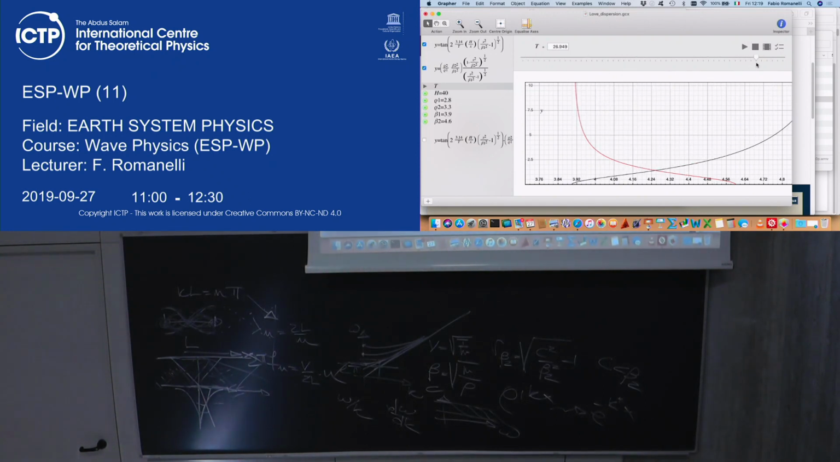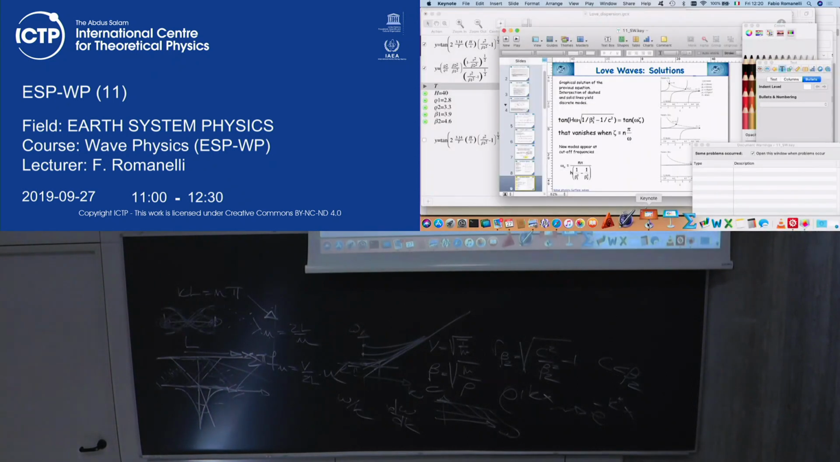Good. What I was writing here was the right term and the left term exactly as in that plot. Intersections are the solutions that we're looking for. Now let's start from 30 maybe. Okay, good. And now let's give a look to this.